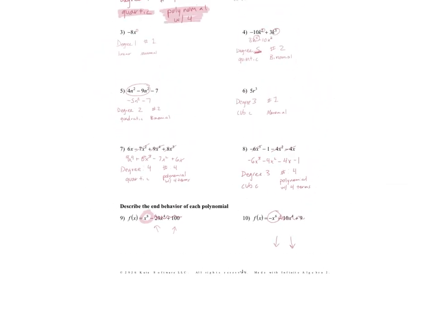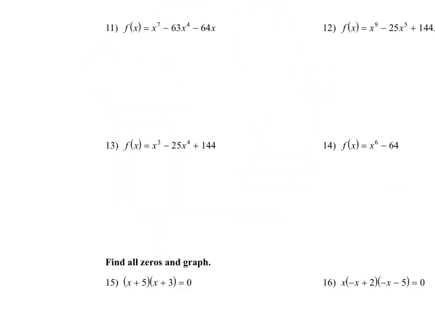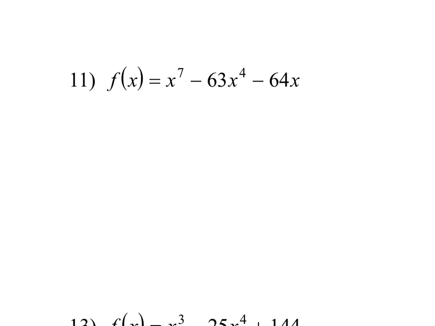Okay, let's go to 11. What term are we looking at here? X to the 7. So we can ignore everything else. Is this positive or negative? Positive. So it's going to end going up. And is it even or odd? Odd. So how's it going to start then? Down. So odd goes in opposite directions.